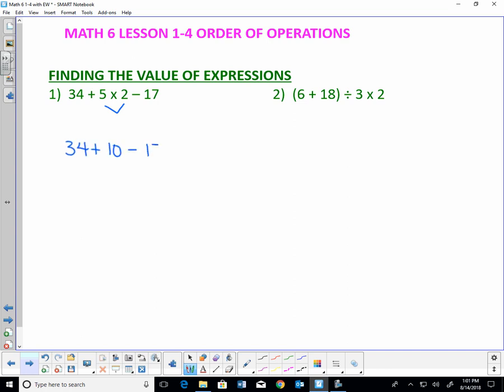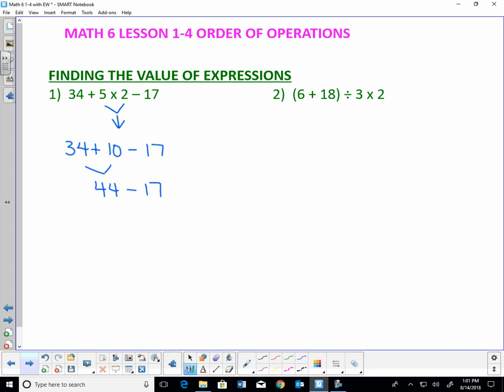Notice, this told me this is what I did first, and I wrote the rest of the problem down so I didn't lose my steps. Please don't try to do things in your head. I can't crawl inside of your head and figure out what you're doing. I need to see it on paper, so please show me all your steps. Now if I look at this problem, it's all addition and subtraction, so I'm just going to do it from left to right. 34 plus 10 is 44.